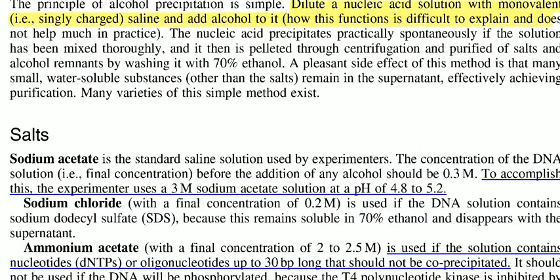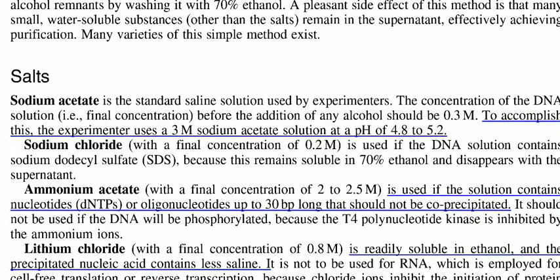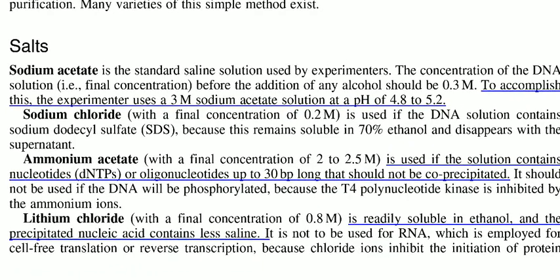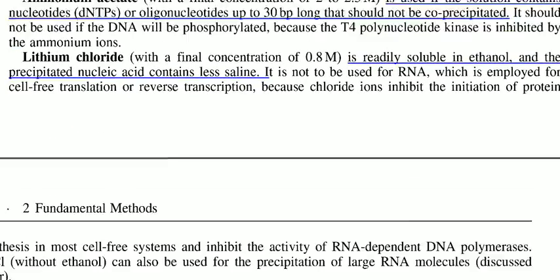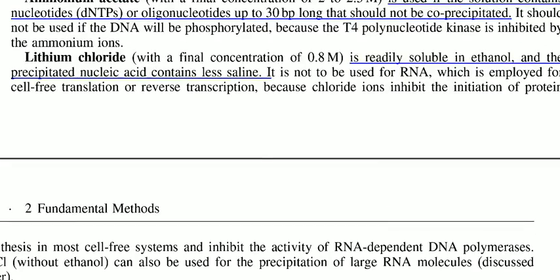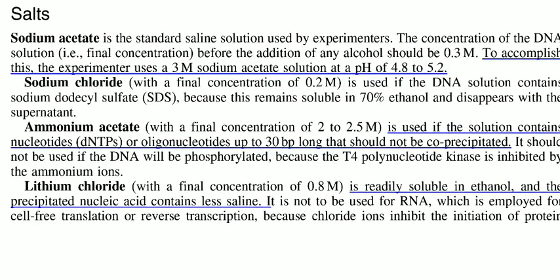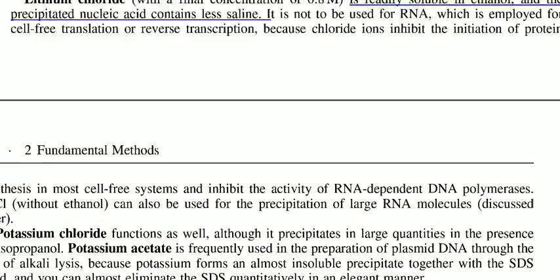So what kind of salts can we use, and what concentration should they have? The first is sodium acetate. About 0.3 molar should be used with alcohol, and this is the pH range in which it should be used. Similarly, sodium chloride, ammonium acetate, lithium chloride, etc. are also in this row. And these are some pros and cons, which I have underlined, so you can see them very clearly.